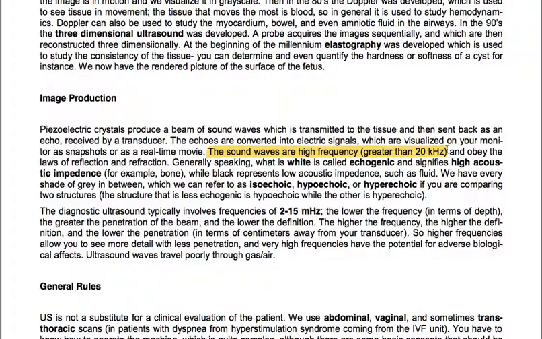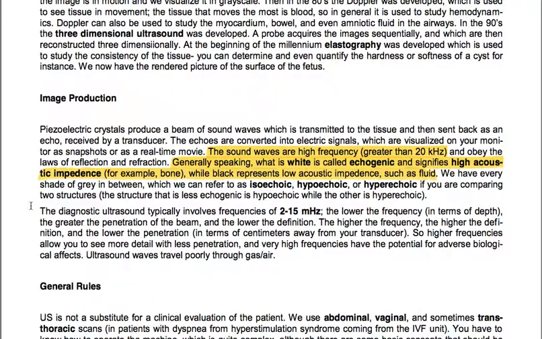Generally speaking, what is white is called echogenic and signifies high acoustic impedance, for example bone, while black represents low acoustic impedance, such as fluid. We have every shade of gray in between, which we can refer to as isoechoic, hypoechoic, or hyperechoic, if you are comparing two structures.